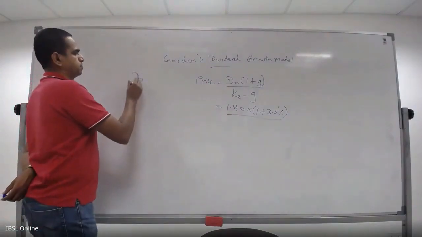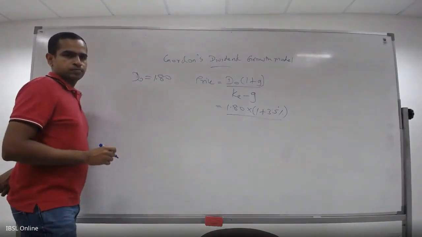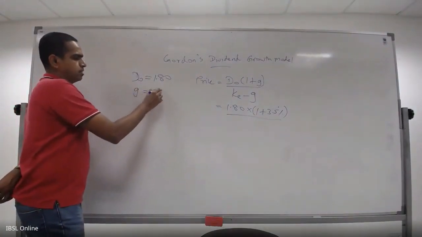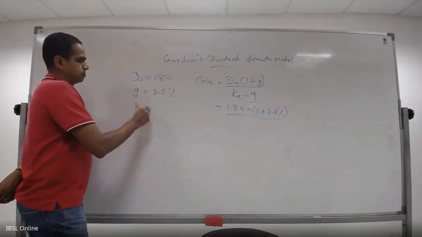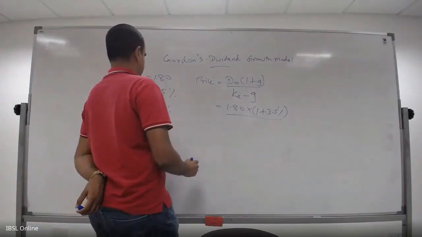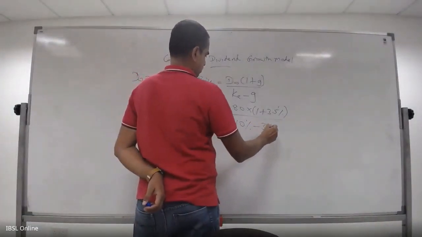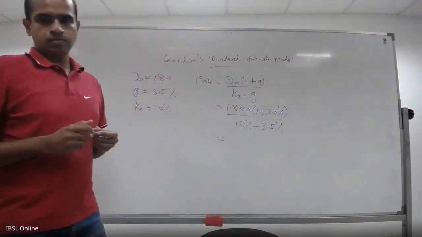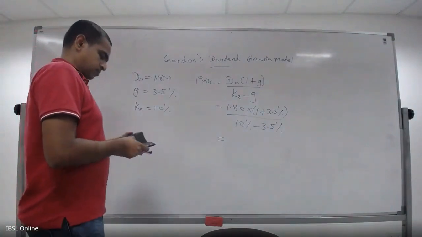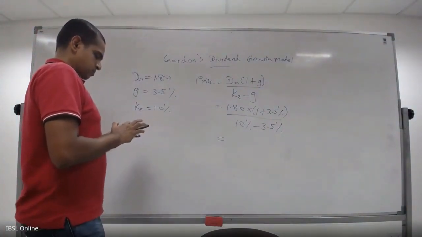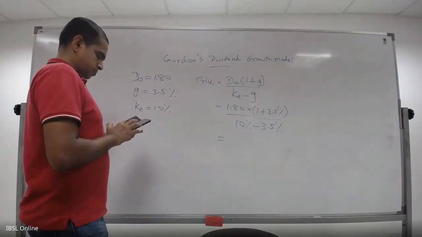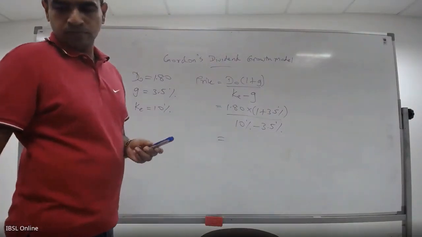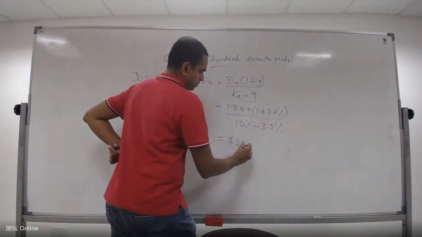So the recent dividend, growth rate of 3.5%, return on investment is 10%. We will end up with the share price of 29.34.